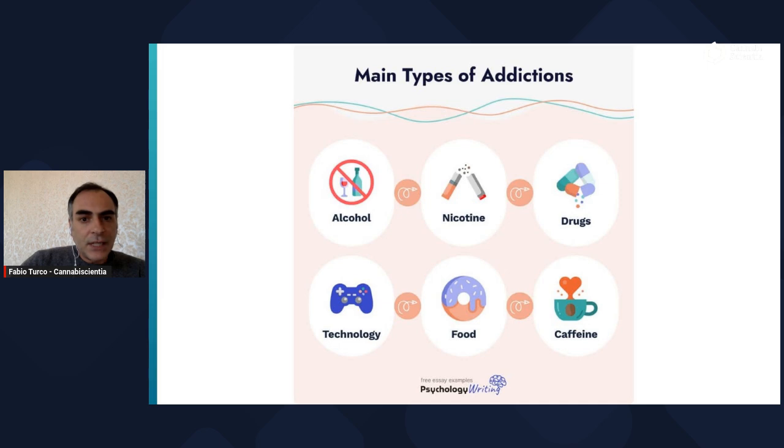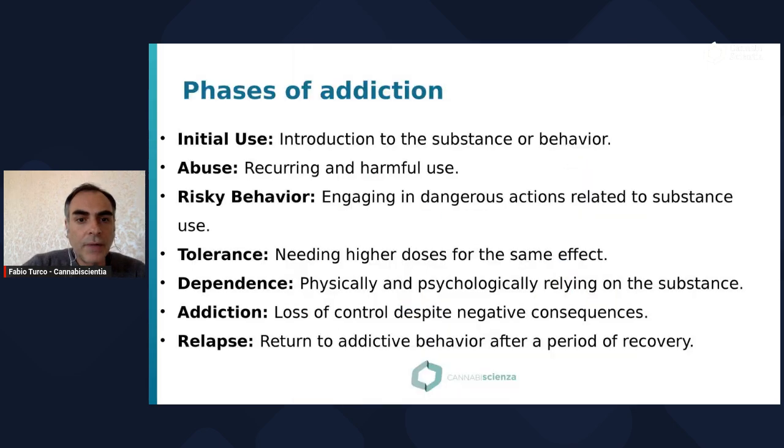The different kinds of addiction today. The most frequent and most recognized kinds of addiction are present in these slides, for example, but not all. There are different kinds of addiction. We have, for example, alcohol addiction, nicotine addiction, drug addiction, which are addictions to a substance, but there are also other types of addiction. For example, addiction to technology, to food, to caffeine, gambling, to sex.